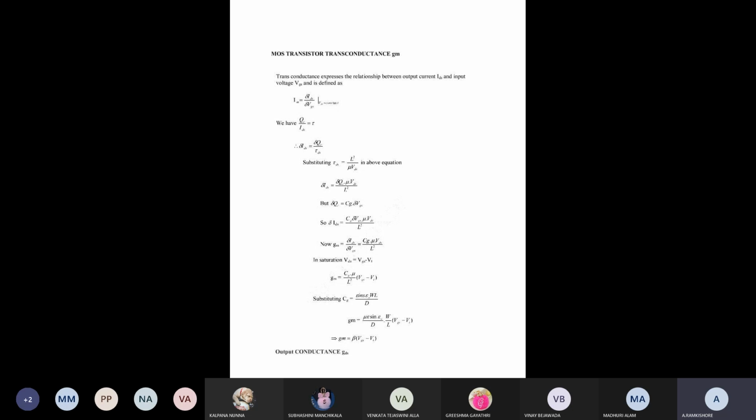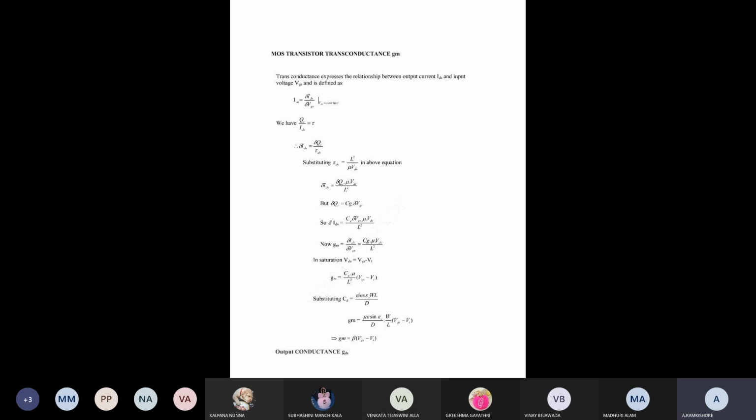Here we have a common factor in the numerator and the denominator, that is delta VGS, and it cancels. The resultant MOS transistor transconductance gm is equal to CZ into mu into VDS by L square. This is the transconductance if the MOS transistor is operated in the non-saturated region. So the transconductance of the device is equal to CZ into mu into VDS by L square.